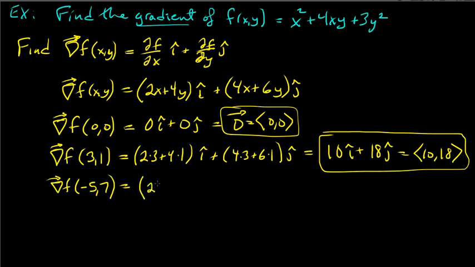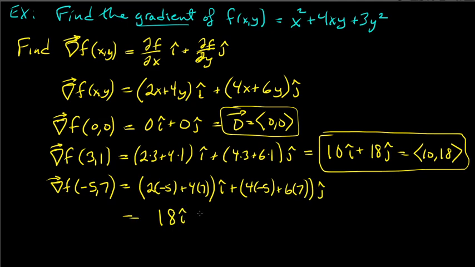So again, we get 2 times -5 plus 4 times 7, and that's in the i direction. And then in the j direction, in the y direction, we get 4 times -5 plus 6 times 7. Okay, so this is 28 minus 10, so now this is 18. And then we get, let's see, 42 minus 20 is 22. Wait, 42 minus 20, yeah, 22. So 18i plus 22j, or just 18, 22.